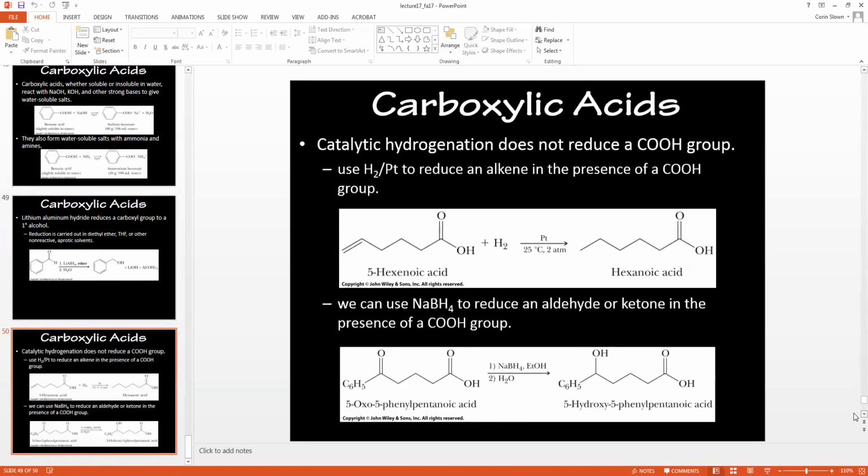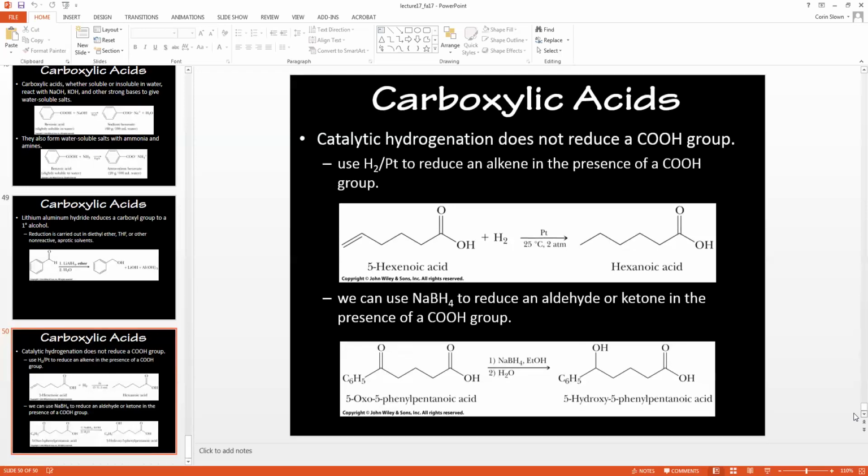And then we also can do catalytic hydrogenation that is not going to reduce the carboxylic acid group, but will reduce an alkene in the presence of that carboxylic acid group. Or if we wanted to, say, for example, selectively reduce a ketone in the presence of a carboxylic acid group, we could do that using sodium borohydride.